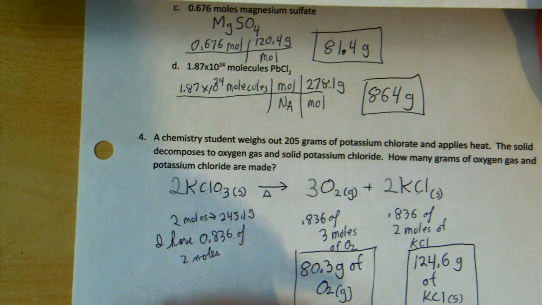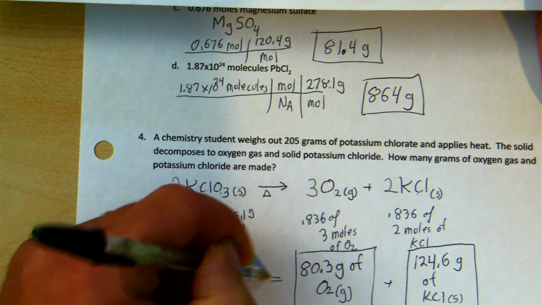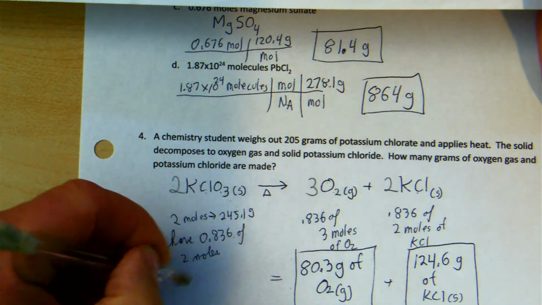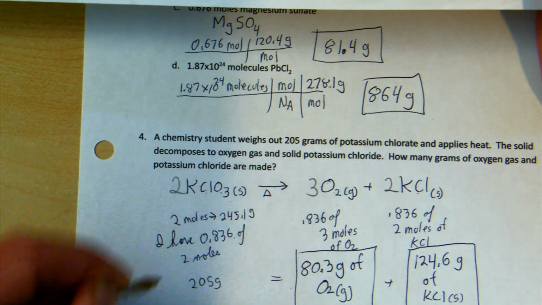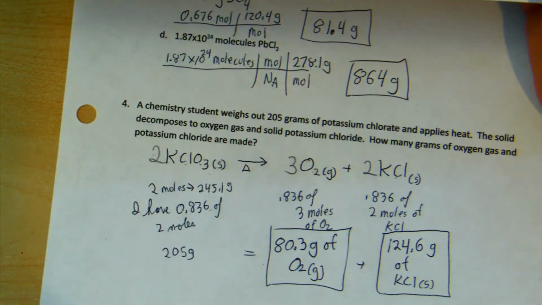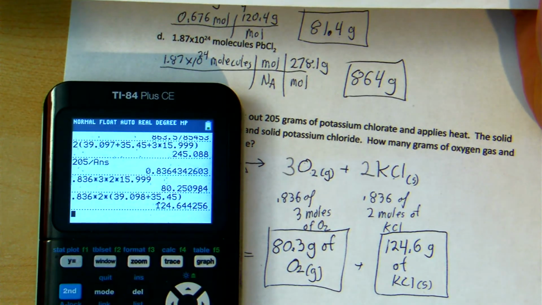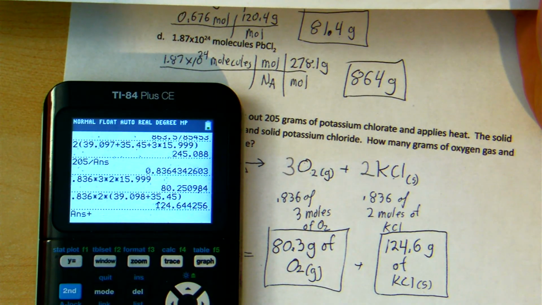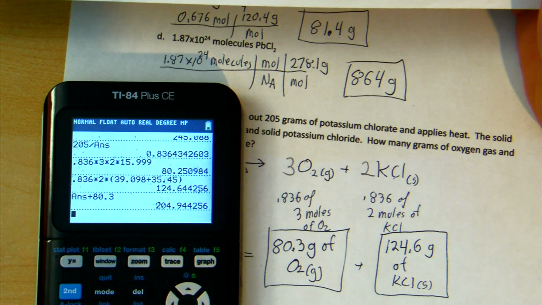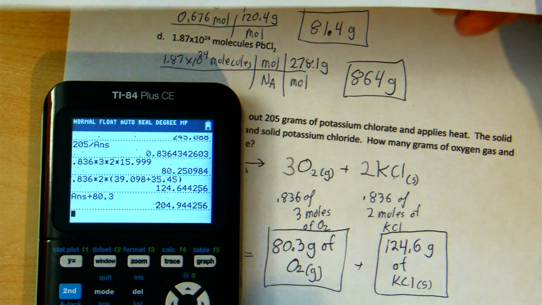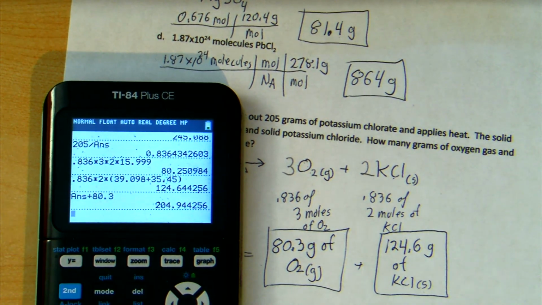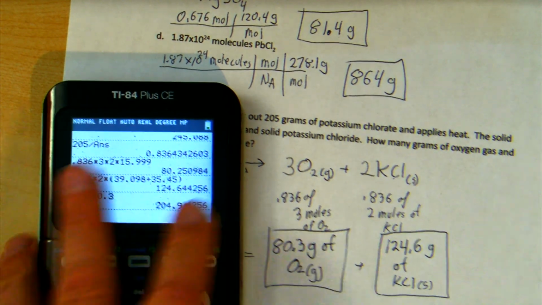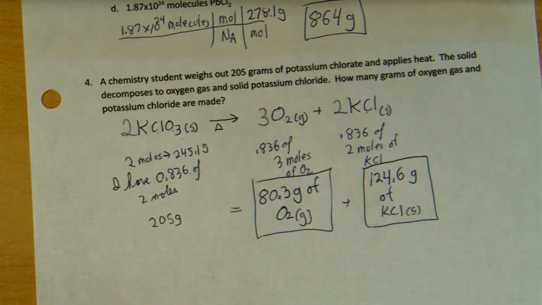As a check, this plus this should equal that by conservation of mass. So what is 124.6 plus 80.3? And the answer is 204.9. So within round off error, I'm saying, yes, I am fine. This concludes the debrief on this homework assignment.